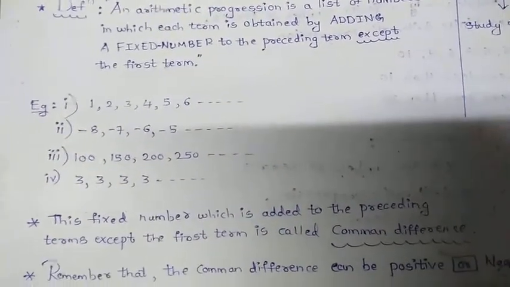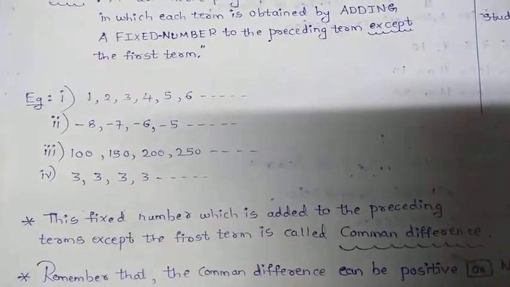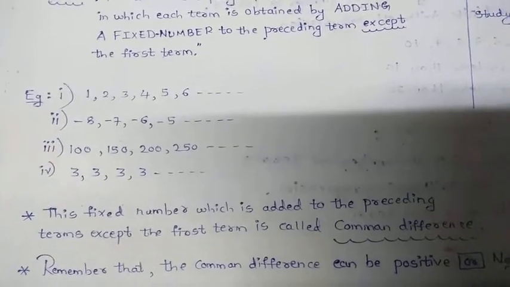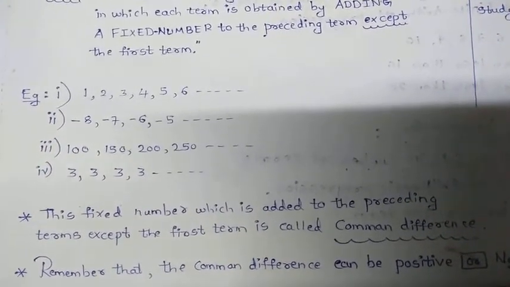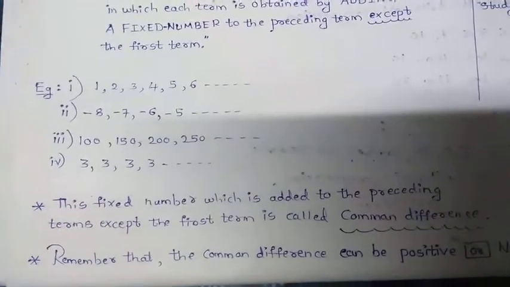So similarly for examples 3 and 4. In example 3 we have added 50 to the first term and got the succeeding terms. And in the fourth example we have added nothing but 0. 3 plus 0 is 3. 3 plus 0 is 3.